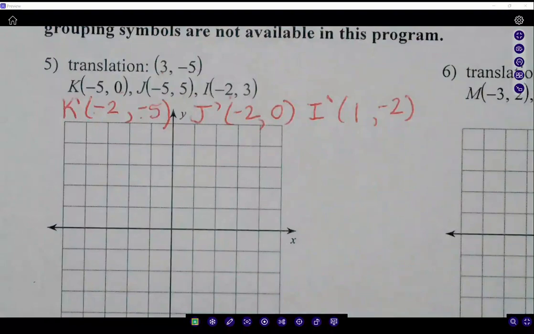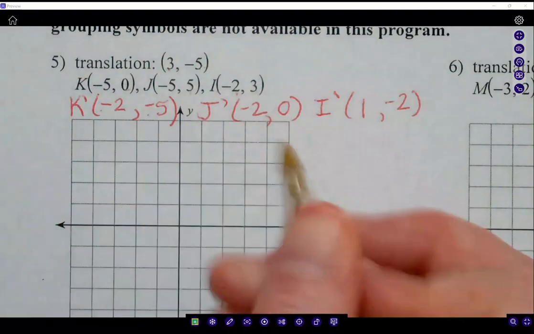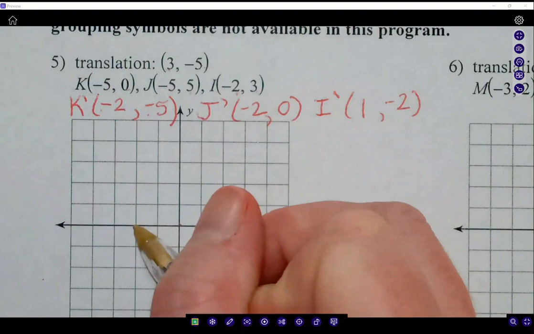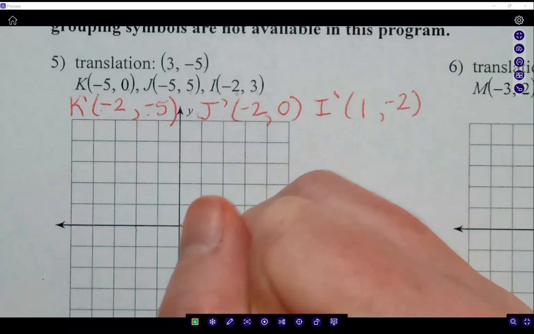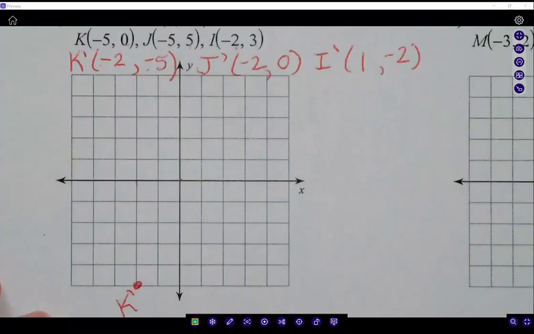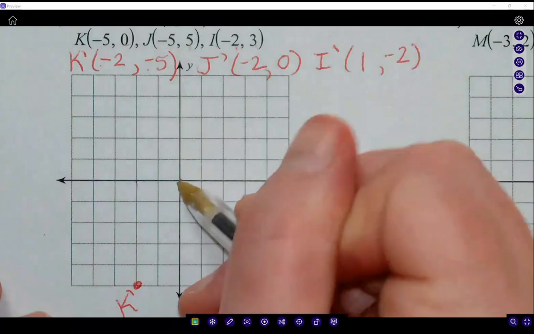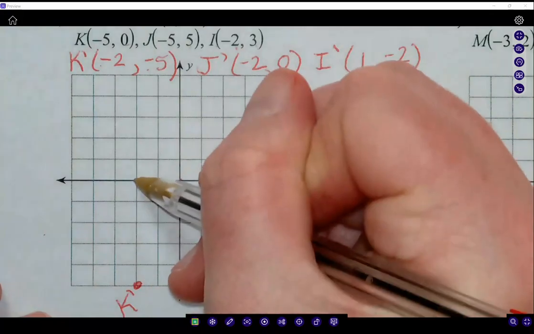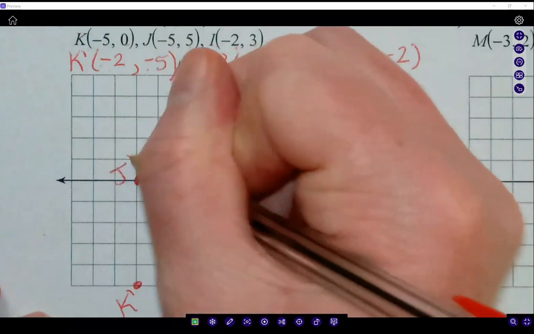You plot the points, connect the dots. So k prime's at negative 2, negative 5. Starting at my origin, I'm going to go back in the negative x direction 2 units, and I'm going to go down 5. So there's k prime. I've labeled my point. Oh, you guys can't see it. There we go. J prime is at negative 2, 0. So starting at the origin, I'm going back 2, and I don't go up or down at all because my y coordinate is 0. So there's J prime.